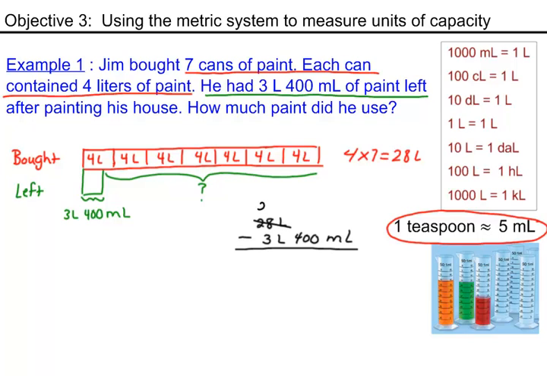We have to borrow, so this becomes 27 liters, and there's 1,000 milliliters in a liter. So this is 600 milliliters, and this is 24 liters. So that's how much he used on his house. Alright, so that's the metric system with capacity.